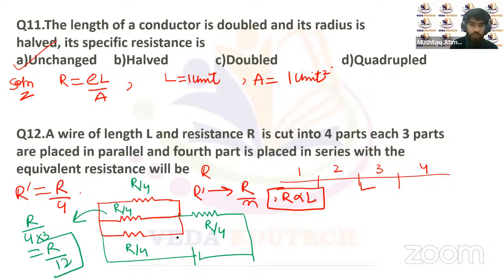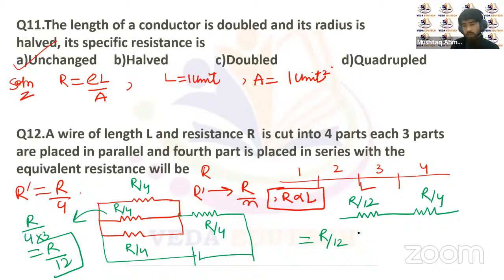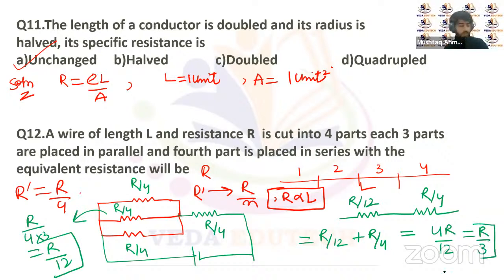Now R upon 12 will be in series with R upon 4. Their equivalent will be R by 12 plus R by 4, which is equal to 4R by 12, that is R by 3. So R by 3 will be the equivalent resistance of this system.